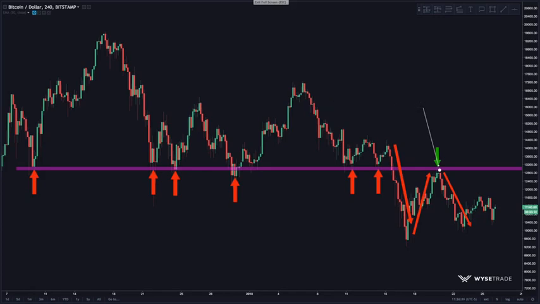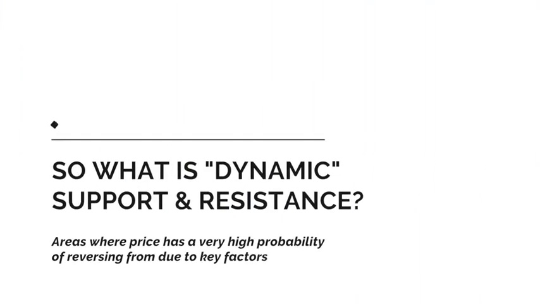So now that we've covered what support and resistance is, you're probably wondering, what is dynamic support and resistance? Dynamic support and resistance, or what we call true support and resistance, is areas where price has a very high probability of reversing from, due to specific qualities we look for.